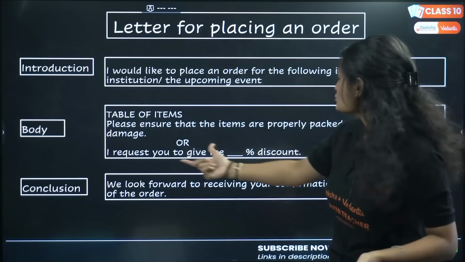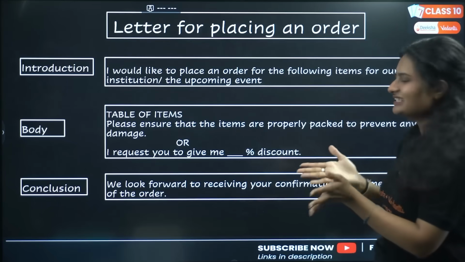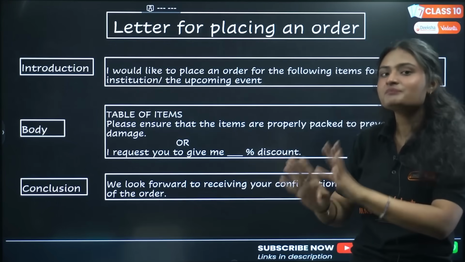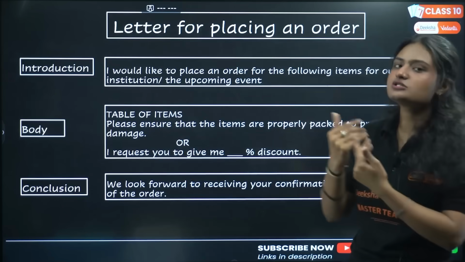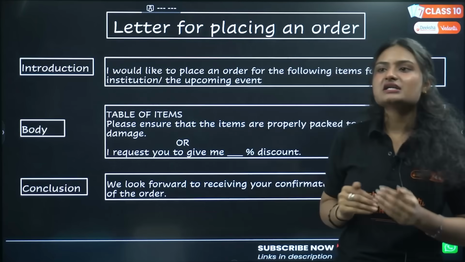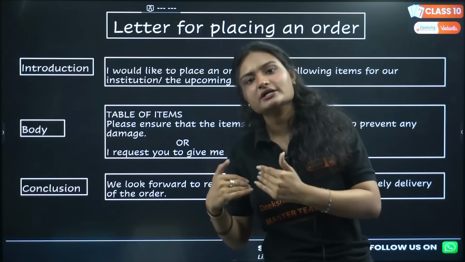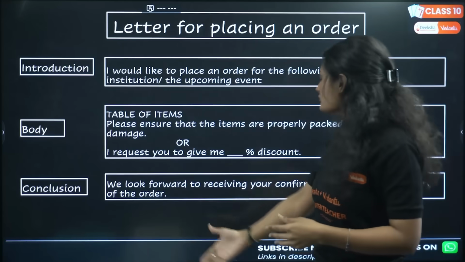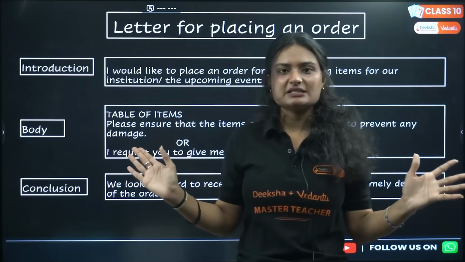Now next, I request you to give me, and then additional lines are there. Please ensure that the items are properly packed to prevent any damage. Obviously, if you're ordering something, then you mention that. Then you can request for any percent of discount, you can also mention there. These all are used as fillers, when you want to extend it to the word limit of 100 to 120 words. Then the conclusion: we look forward to receiving your confirmation and timely delivery of the order. Simple. For placing an order, you write this.